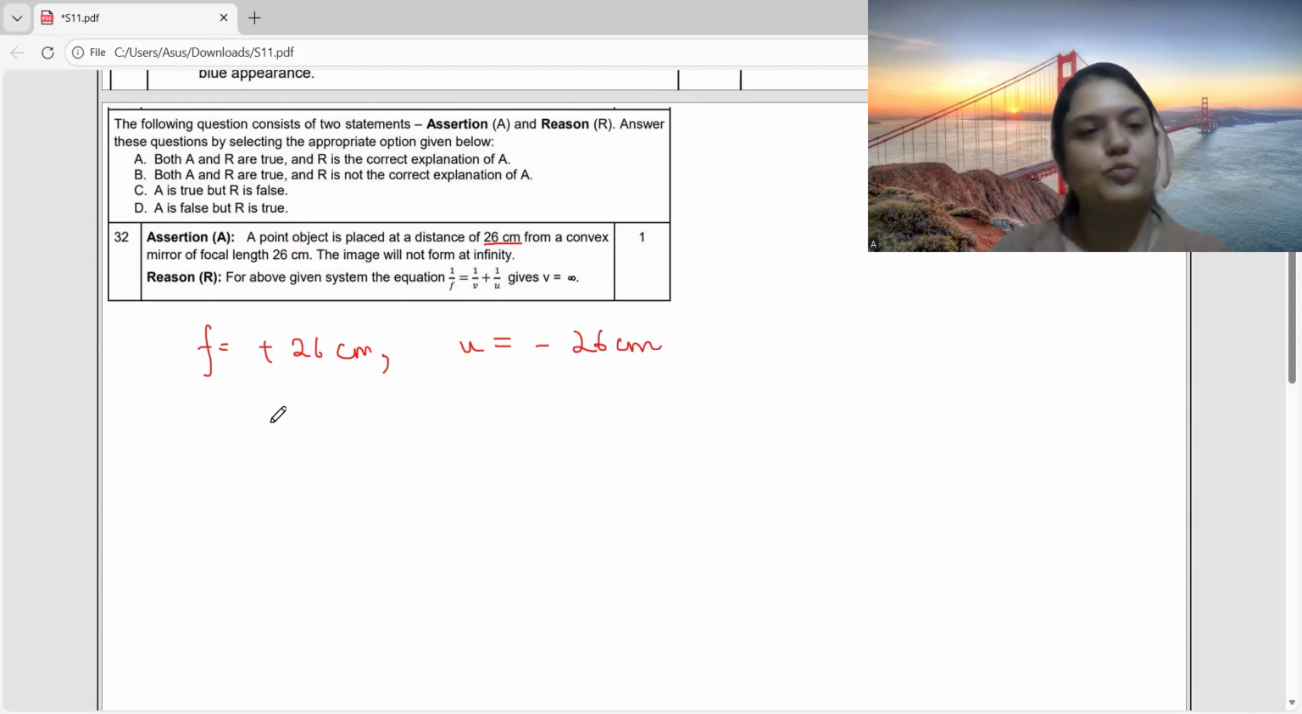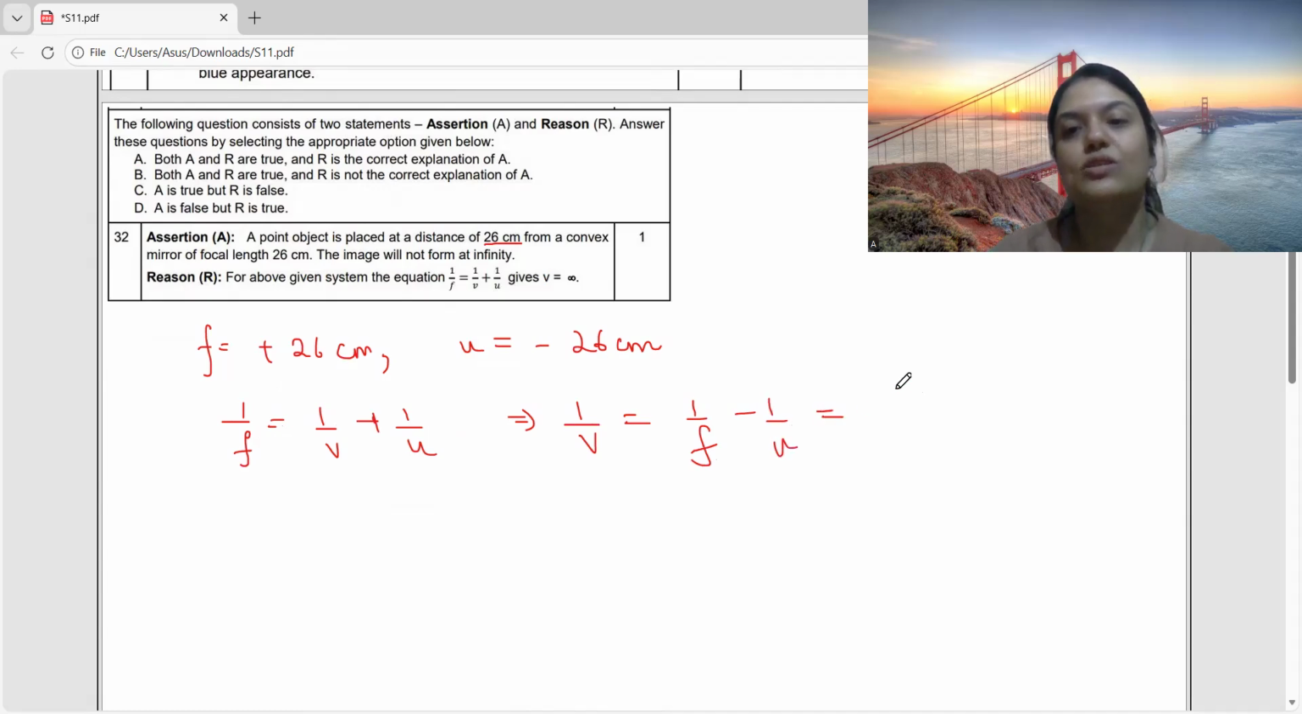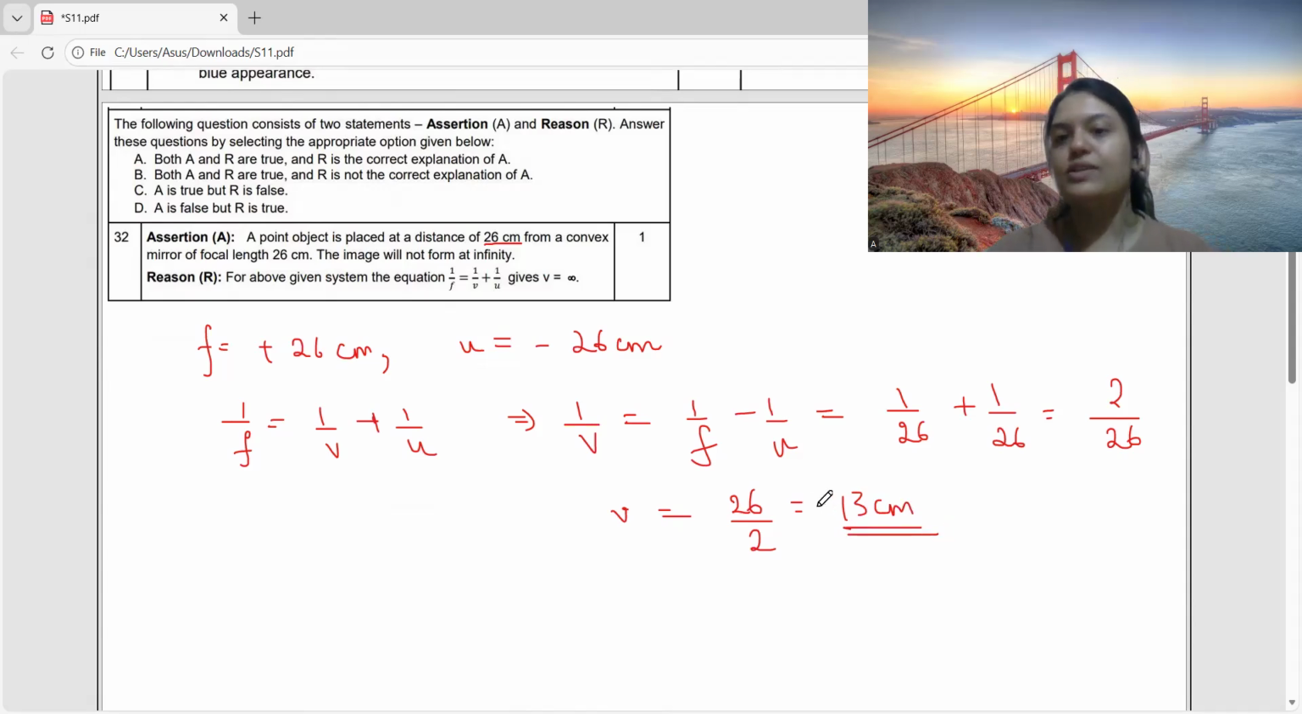Let's try to calculate the image position. Now, since it's a mirror, my mirror formula is 1 by f is 1 by v plus 1 by u. So, my 1 by v is equal to 1 by f minus 1 by u. So, this is 1 by 26 and this is minus, it's already minus there, so it is plus. So, that's 2 by 26, or v will be 26 by 2, that is 13 centimeter. So it is positive, means obviously it will be formed behind the mirror, so it will be virtual. So definitely it is not forming at infinity. So they have given the image will not form at infinity. This is correct.